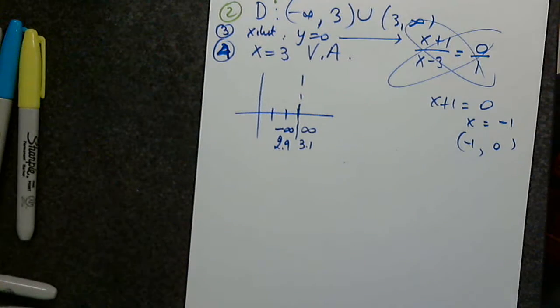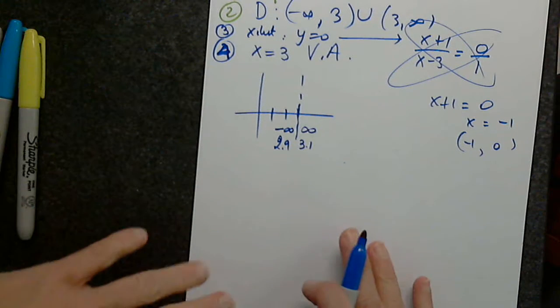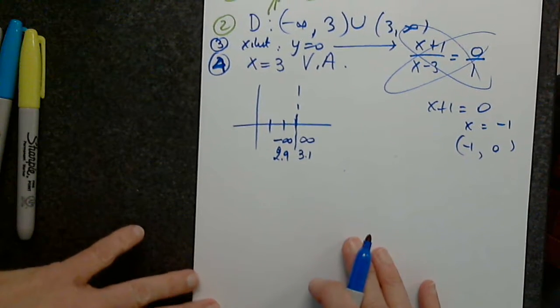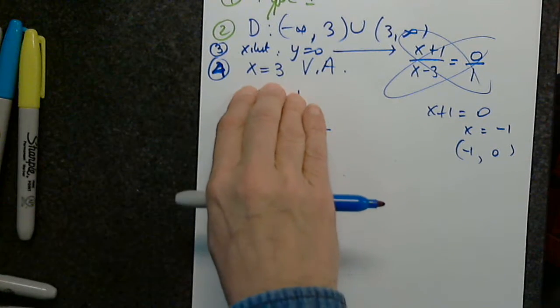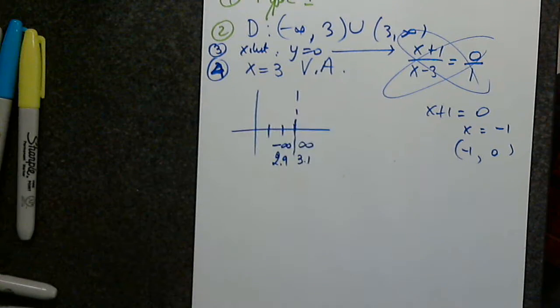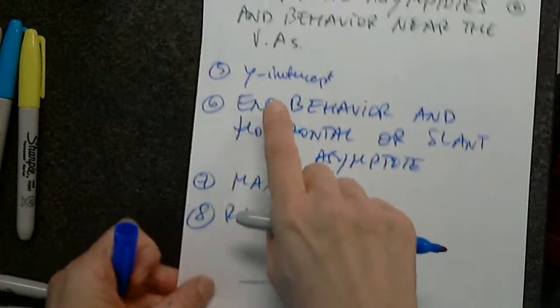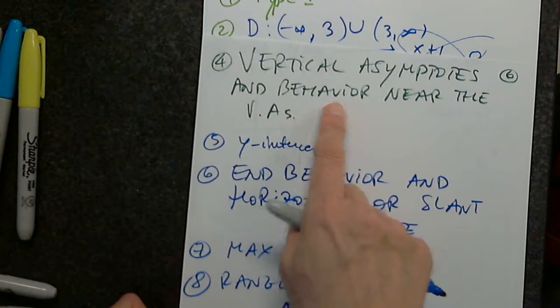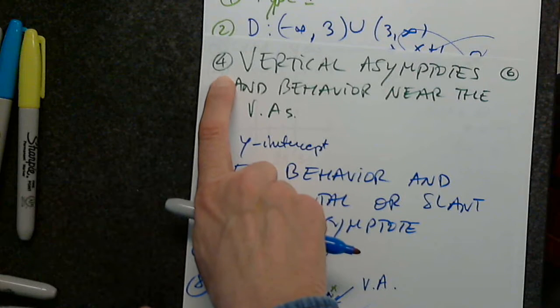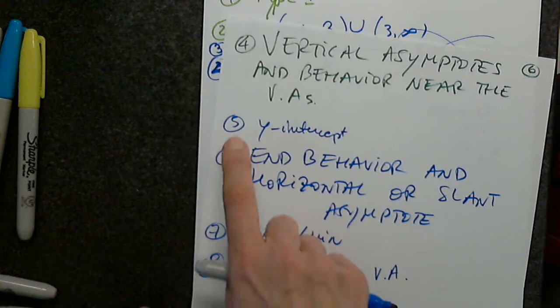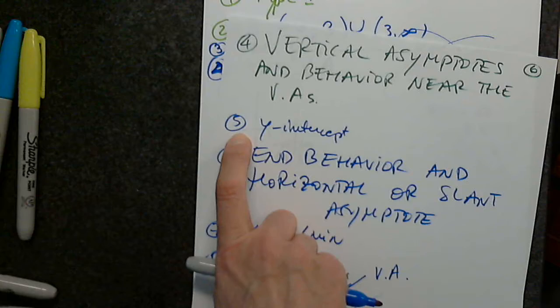Good. What did I say was number 5? Number 5 was the y-intercept. Very good. What did we just do? That was the vertical asymptote and the behavior left and right. So we already established that x equals 3 is the vertical asymptote, but I also need to determine the behavior left and right. So we just did number 4, vertical asymptotes and behavior near the vertical asymptotes, and nothing else. Okay. So we're now in number 5.